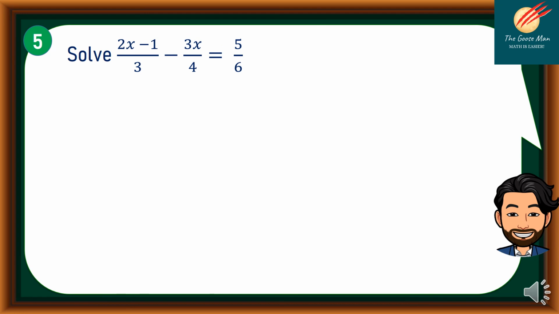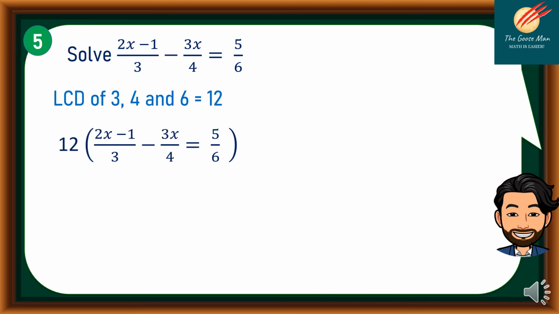Let's have our example number 5. Solve (2x minus 1) all over 3 minus 3/4 x is equal to 5 over 6. So this time we will use the LCD. So find the LCD of 3, 4, and 6, which is equal to 12. So that is why we will multiply both sides of the equation by 12.